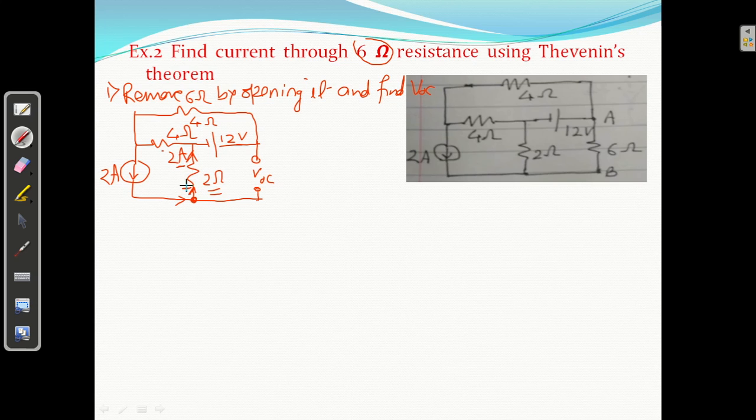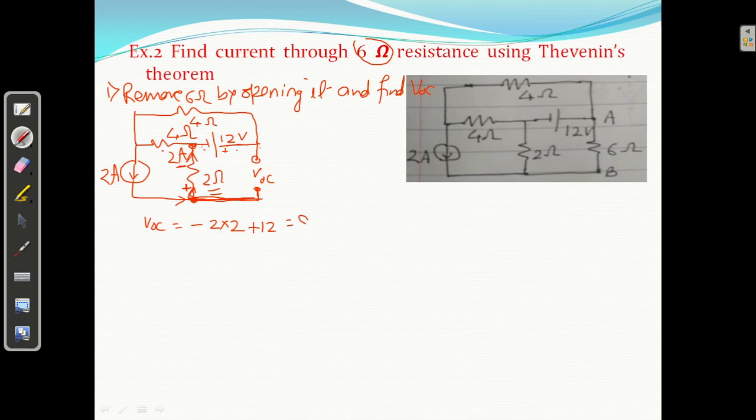So this end is higher, this end is lower. So VOC कितना होगा? VOC equal to what? From this point to this point, from this point to here 0, from this to this यहाँ तक 0. यहाँ से यहाँ क्या होगा? Drop. Why drop? Because this is plus, this is minus. So plus से minus drop. माइनस कितना? 2 into 2, 4. यहाँ तक आ गए. From here to here क्या है? माइनस से प्लस, lower to higher, so plus 12.